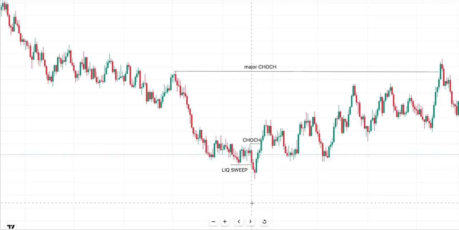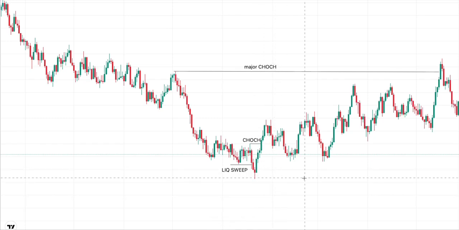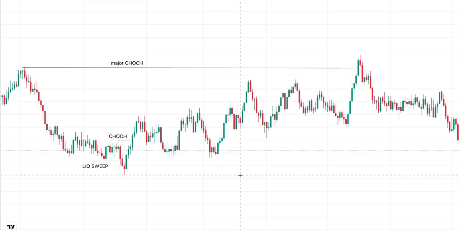So after this, now you've identified your change of character, you have identified your liquidity sweep. Now what are you identifying now? The next thing you are identifying is structural liquidity. Structural liquidity is the low before the last low. You can call it the previous low before the last low, or whatsoever you can call it, but this is the low before the last low. That's before the liquidity sweep. The liquidity sweep now becomes your protected low.